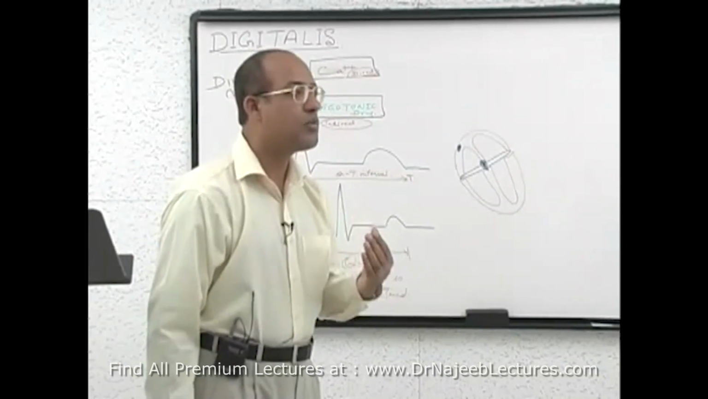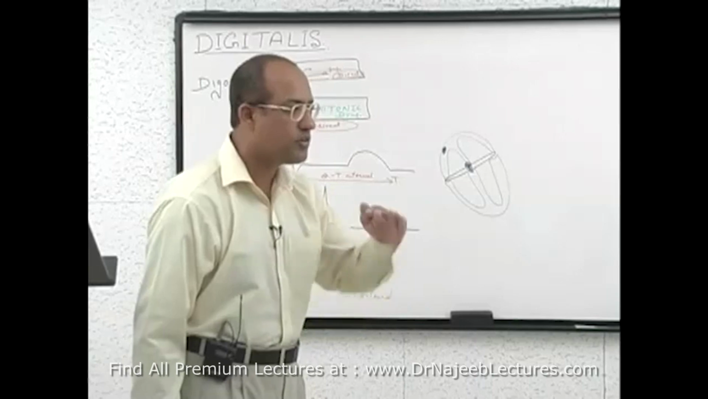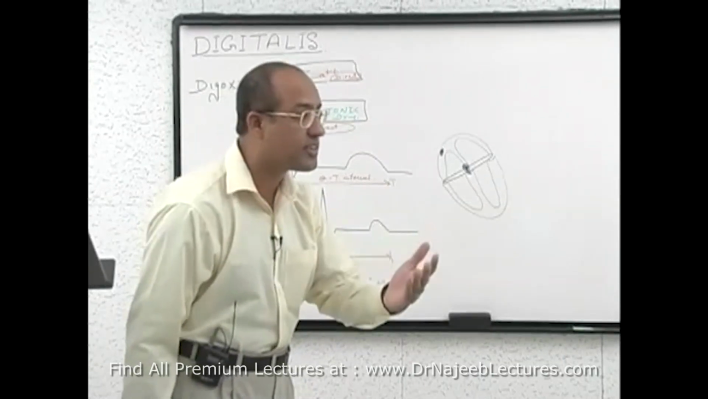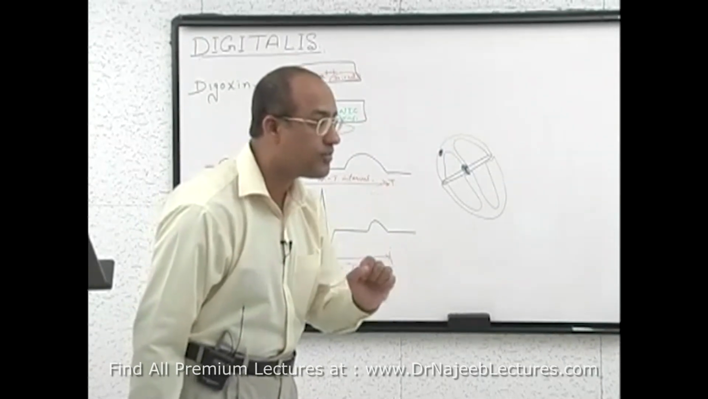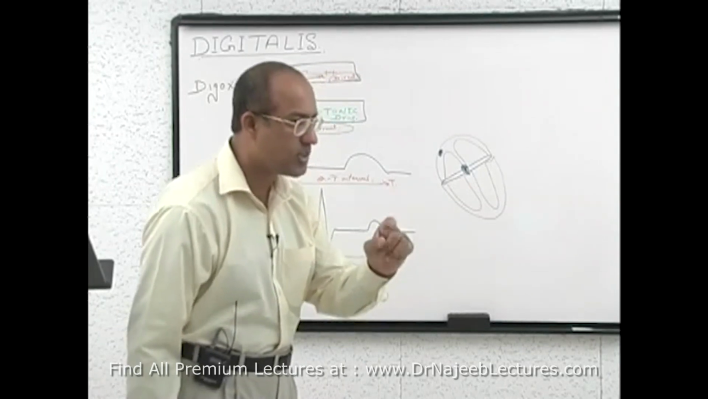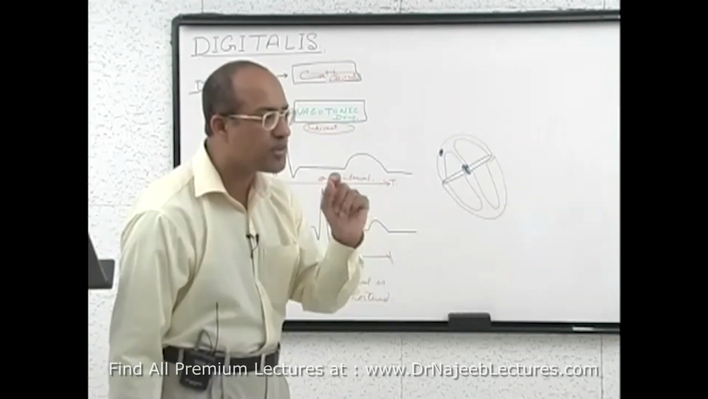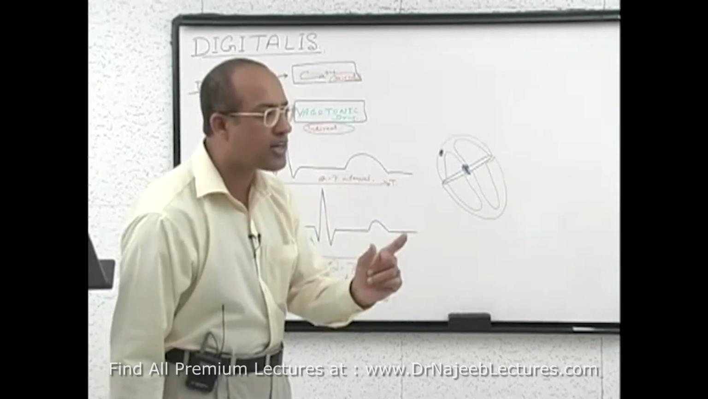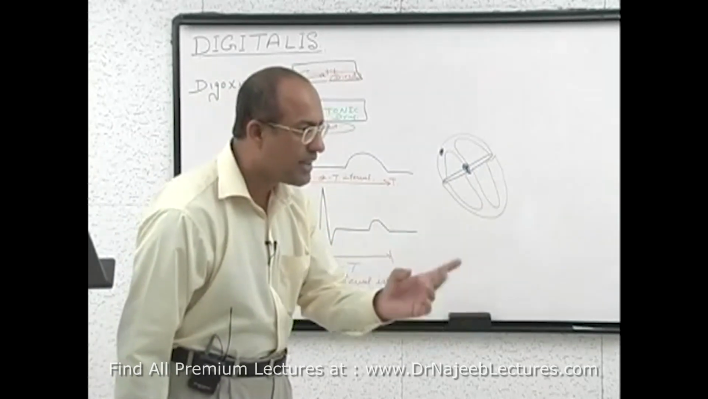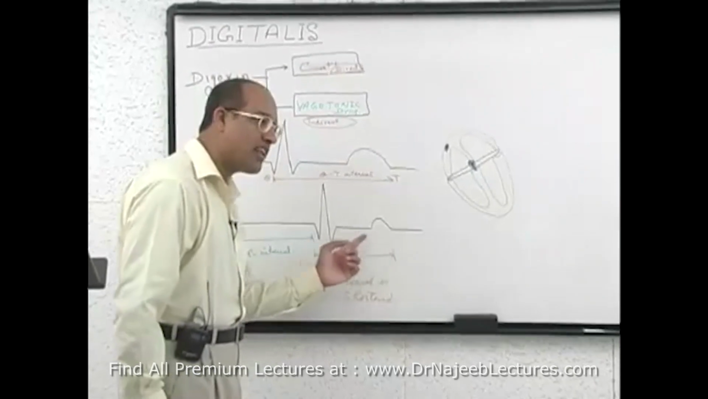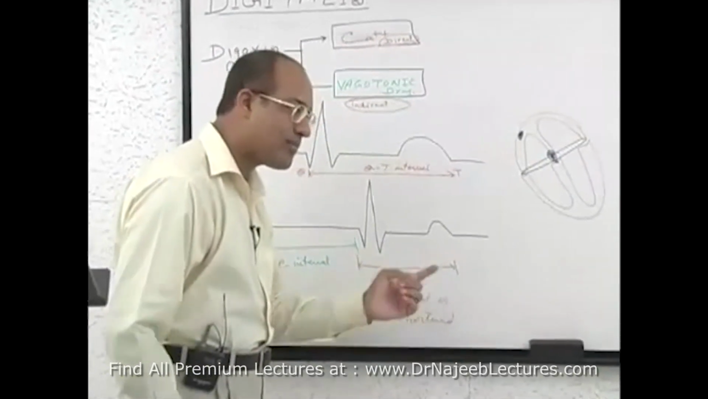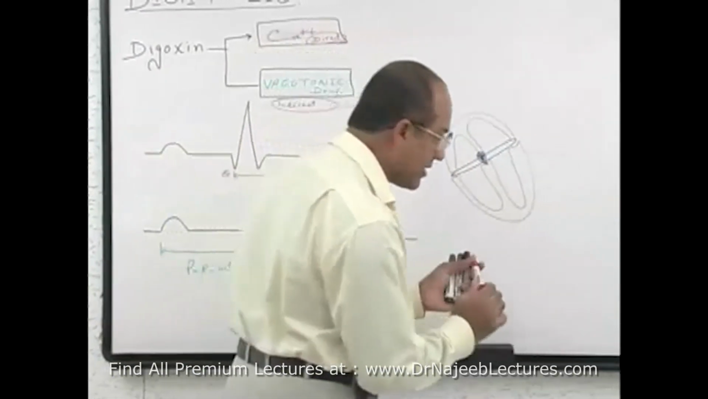Now, what happens in ischemic heart disease which makes the ST segment and T wave change? That is the current of injury. Current of injury during ischemic heart disease loads the myocardial cell with calcium. Here Digitalis is also loading the cell with calcium. Now you draw a parallel in your mind as a concept.